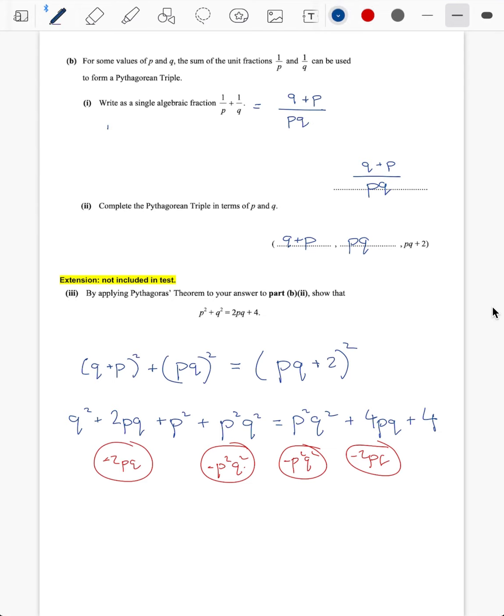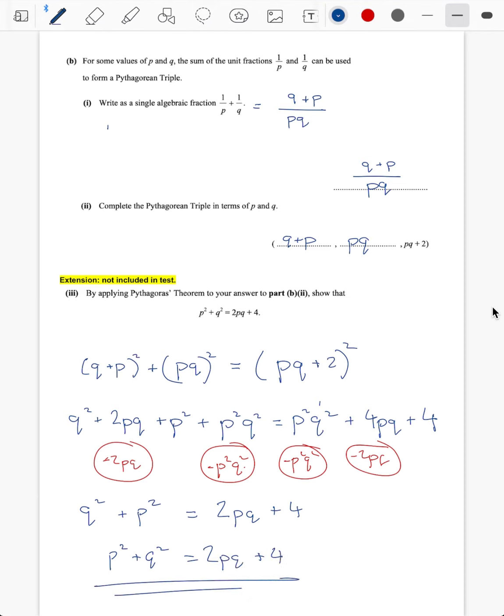So that should give me a q squared. I should write first read, shouldn't I? So it should be a q squared plus p squared is equal to, this one's disappeared, 4pq minus 2pq gives me 2pq plus 4, which is the same as what I've got, except my p's and q's are a different order. So p squared plus q squared is equal to 2pq plus 4.